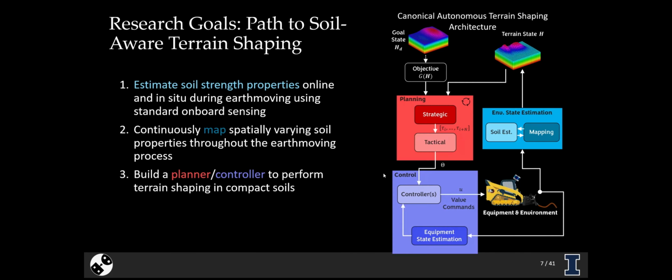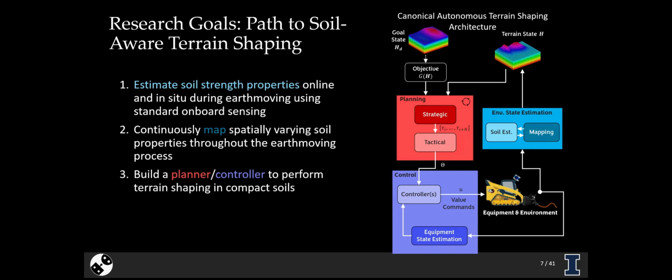So what I want to do here is lay out some of the goals of this work now that we've motivated the problem. And to start out, it's useful to put these autonomous earth-moving systems in a conceptual architecture, this canonical architecture for autonomous terrain shaping. And so let's walk through this a little bit here.